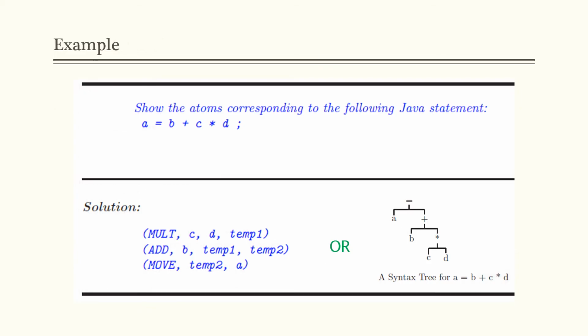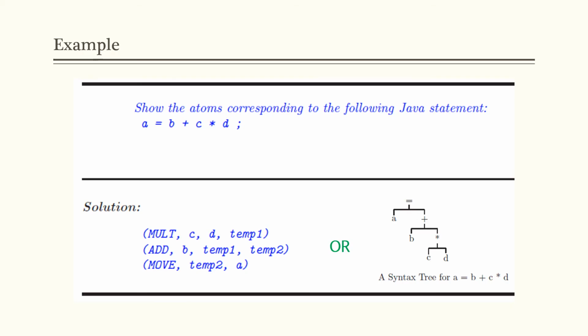Now we see in this example, this is a Java statement: A equals B plus C times D. This statement can be divided into three atoms. One is for the operation of C times D. You need to calculate C times D first, so you multiply C and D and store it in the temporary memory temp1. After that, the next atom is you add B with temp1. Temp1 is the result of the multiplication of C and D. Now you want to add that result with B.